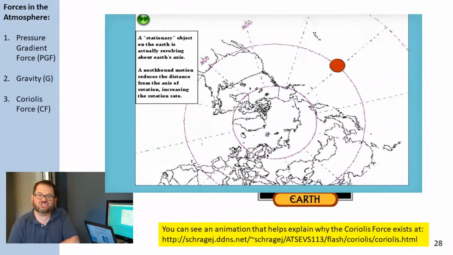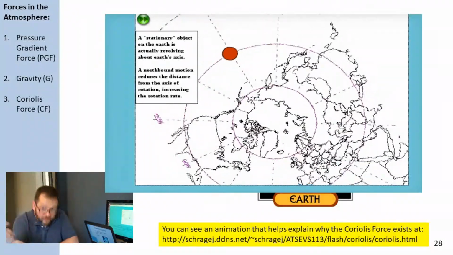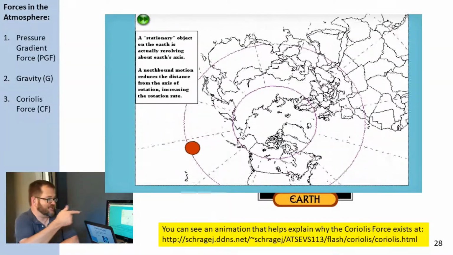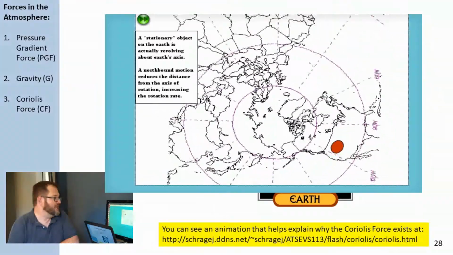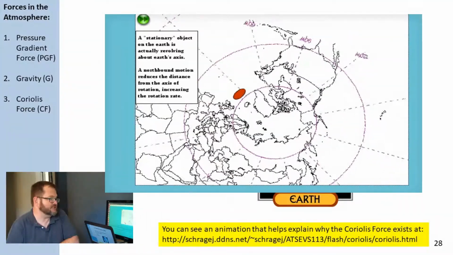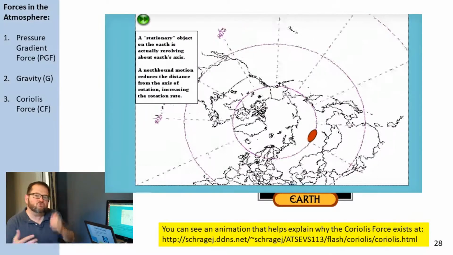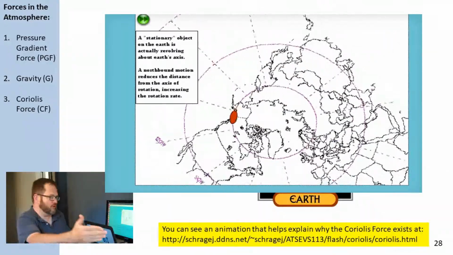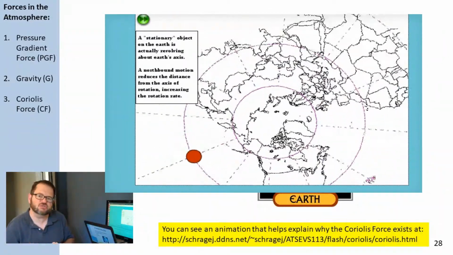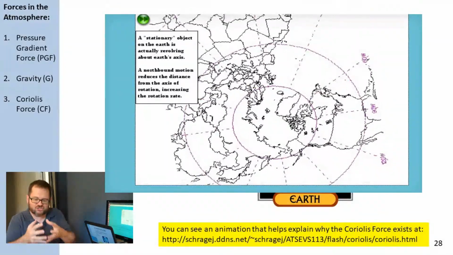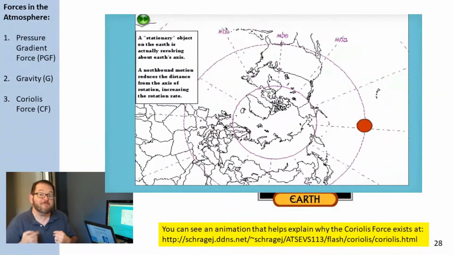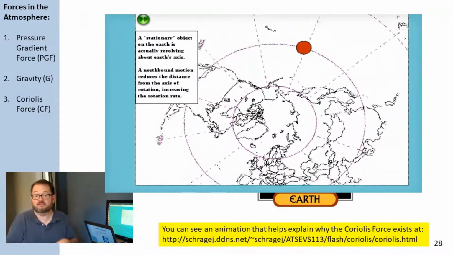Well, any object just sitting there at the surface of the Earth is going around the axis of the Earth, like that little ball is there right now. It is in motion about the Earth's axis. So if I were to make that object now start heading north, again, watch the animation closely. If I take that object and I start bringing it closer to the north, I'm getting it closer to the axis of the Earth.